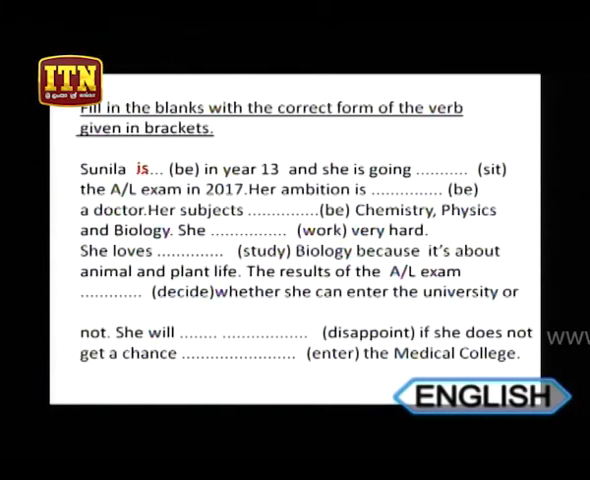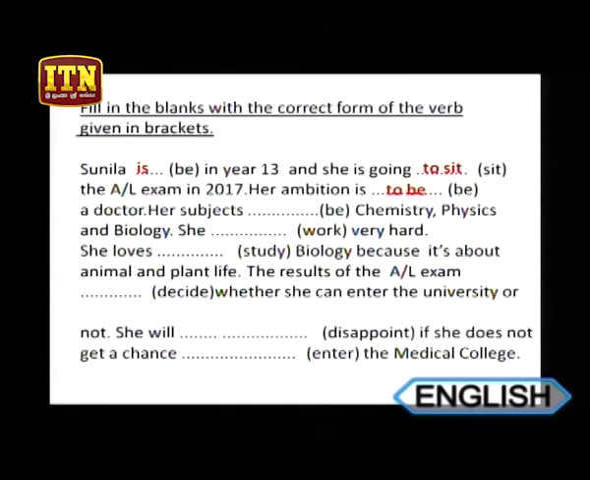Sunila is in year 13. And then the next part of the sentence says what will happen in the future. She is going to. Yes, now you going to sit. Now you learnt it just now. The two infinitive. She's going to sit the A-level exam in 2017. Her ambition. Now the present state of her mind, right? Her ambition is be a doctor. There's something missing there. To be a doctor. Her ambition is to be a doctor.